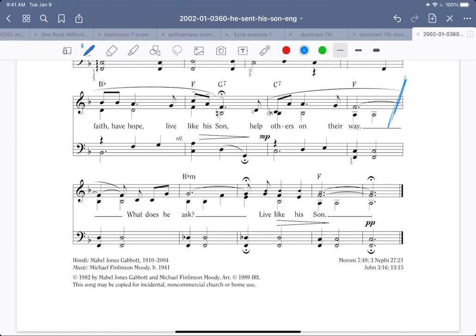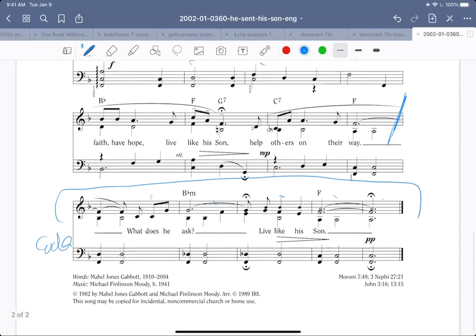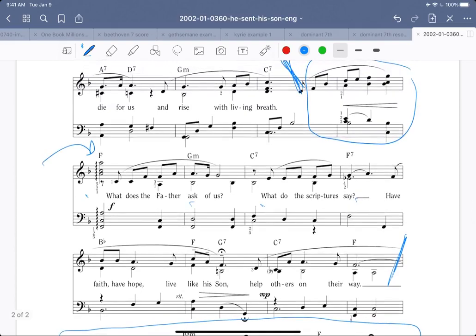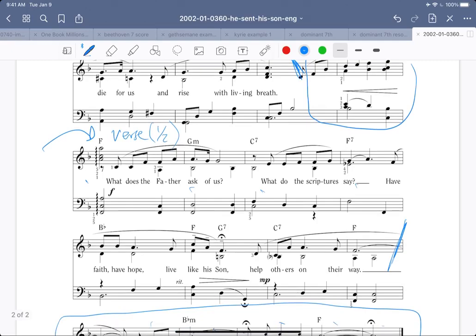So these last, let's see, what is that? 1, 2, 3, 4, 5 bars. We could call that a coda, the ending, because it's sort of the tag at the end. This is basically another verse, but it's really only half of a verse, right? We don't get the full 16 bars.